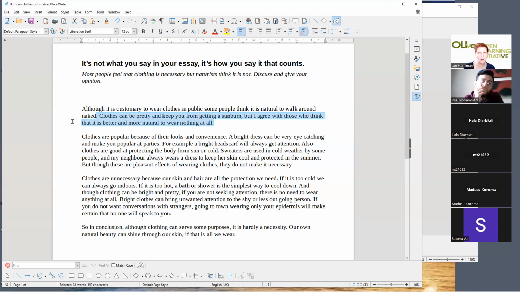I want to know what those 2 paragraphs are going to be about. I don't know if I want to read your 2 paragraphs unless you tell me what they're going to be about. So even with just 2 brief sentences in this introduction, you know exactly what you're getting in the next 2 paragraphs. You know that I'm going to be talking about clothes that are pretty and keep you from getting a sunburn. And you know that I think it's better and more natural not to wear any clothing at all. So you know what my 2 paragraphs are going to be.